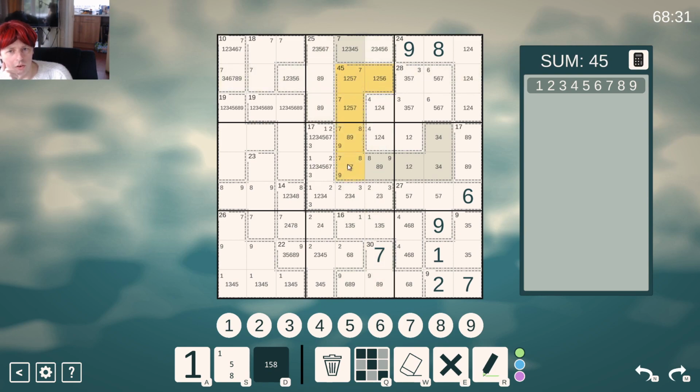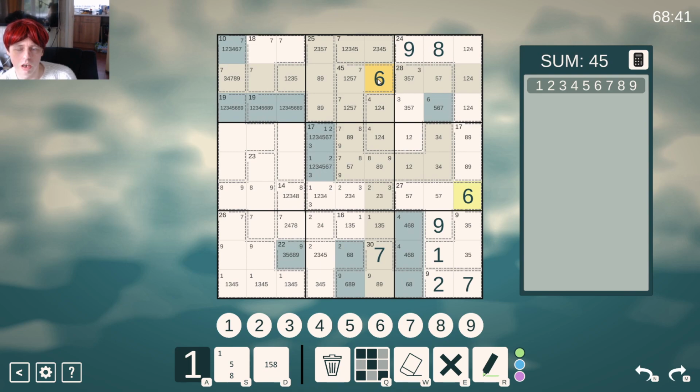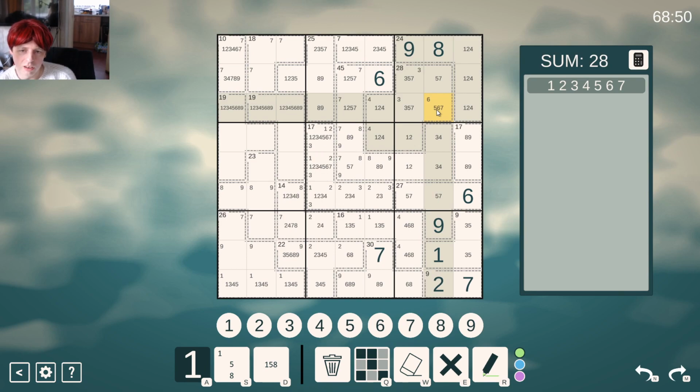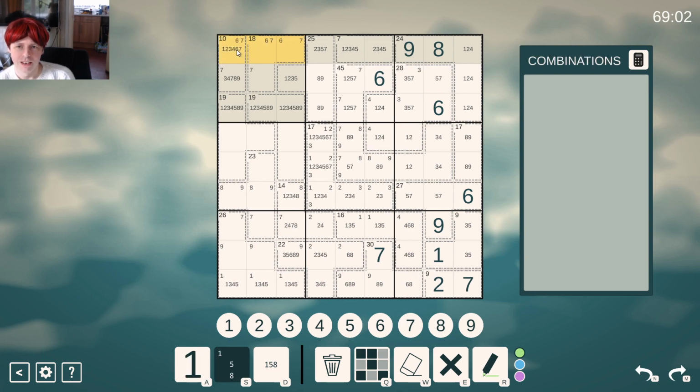Weirdly, this 45 cage now only has one location left for 6. I really hope I haven't made a mistake with this. I haven't. I have another number. And that also means that I can place a 6 here. There were no numbers on the board when I started. There must be a 6 on that top row then.